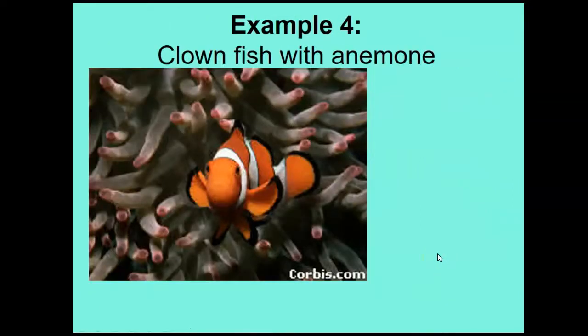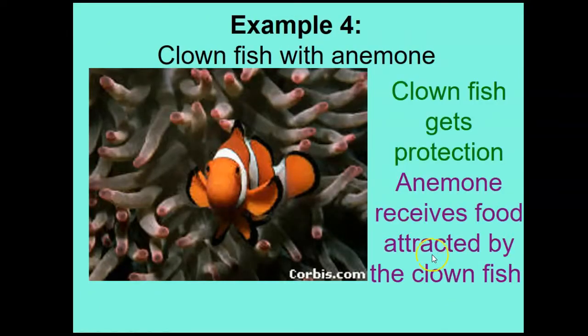All right, the fourth example is the clownfish with the sea anemone, and just like in the video that you just watched, that clownfish is getting protection from the sea anemone. As we've learned in classification, sea anemones have stinging cells, and if a fish gets too close to this organism, it will get stung and become food for the sea anemone. The clownfish, though, has developed an immunity to the stings of the sea anemone. So they're both getting something out of this relationship.